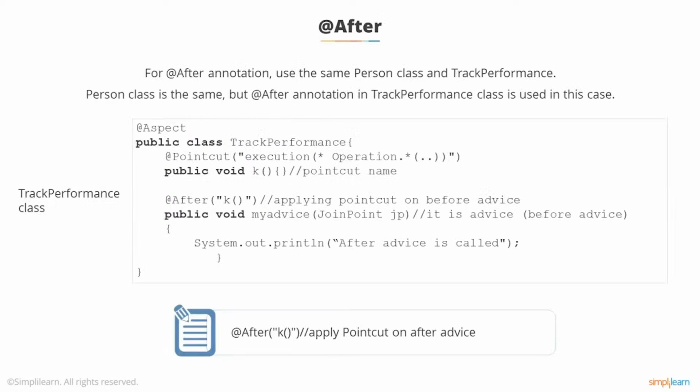Then we have the @after annotation, where we use the same person class and track performance. The person class is the same, but the @after annotation in the track performance class is used in this case. So the aspect and the pointcut remain the same, only @before is replaced with @after. And you can see the difference.